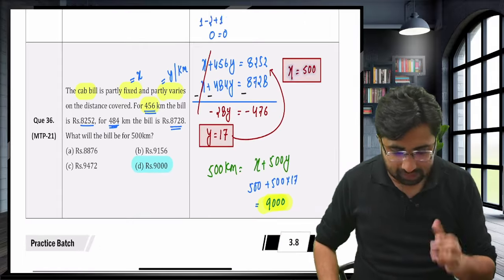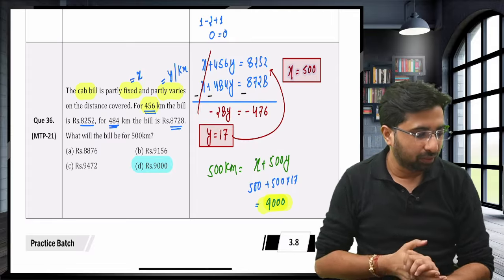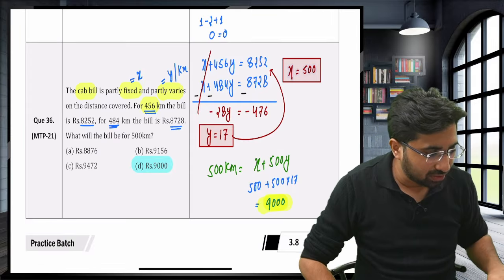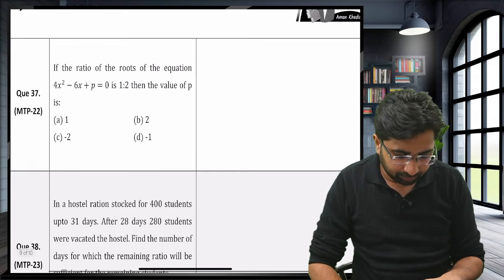Here we are done with this beautifully drafted word problem on equations. Yes, Balram, Tarkesh, everybody, right answer. Now, let's get another question.